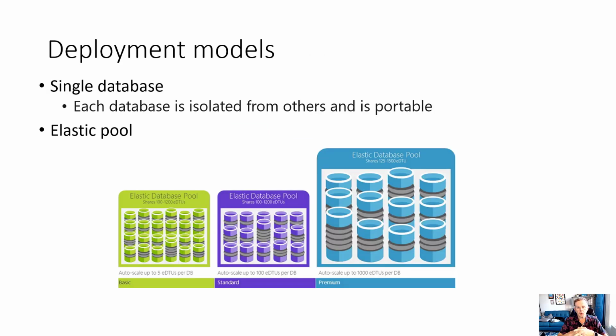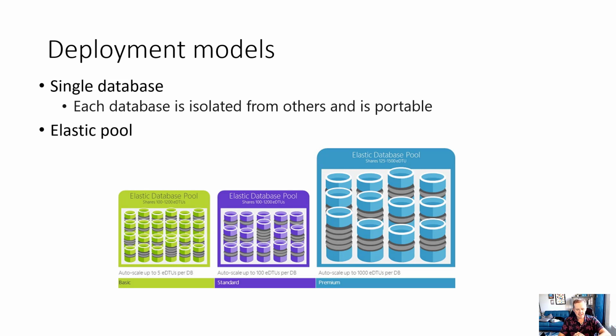So when you deploy Azure SQL Database, you can either do it as a single database, which means each database is isolated from all the others and is portable, or you can deploy it to an elastic pool, which is a pool of databases that are grouped together. So here you can see, hey, I'm going to create a small elastic pool or a big elastic pool or a much larger elastic pool. These large elastic pools allow me to specify how many DTUs, I'll explain that in one more slide, are shared across all of these databases.